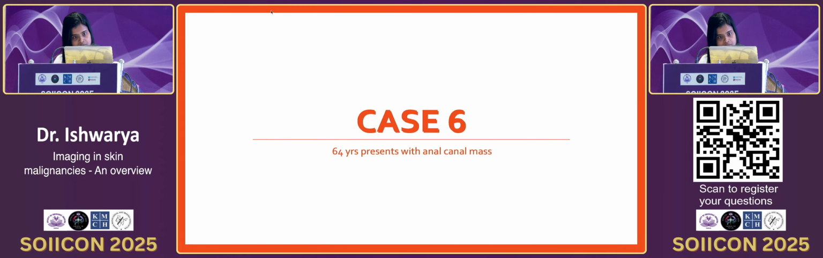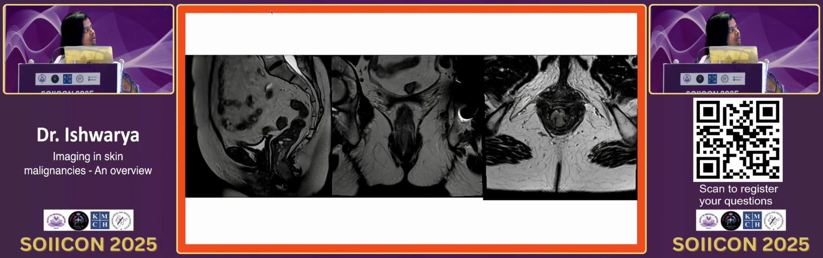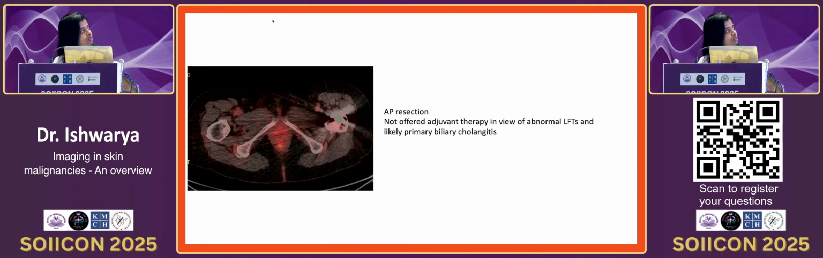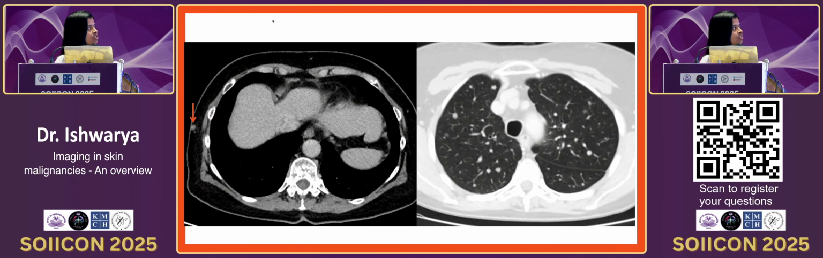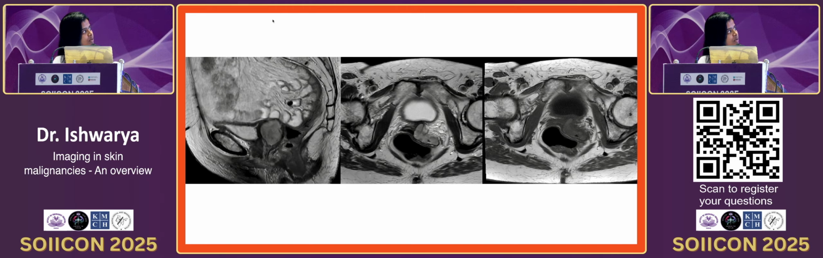And this one is a 64-year-old male patient who presents with an anal mass, and there we see this mass in the anal canal, an intermediate T2 signal mass, and the biopsy came back as melanoma. So this is an anal mucosal melanoma, and we did a PET CT, and the patient underwent an abdominoperineal resection, and we didn't offer adjuvant therapy because of abnormal LFT, and unfortunately the patient ended up having new subcutaneous metastasis and lung metastasis.